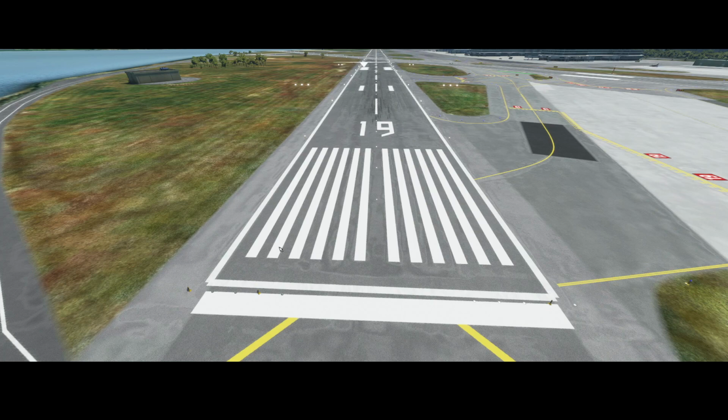So we start with the stripes at the start of the runway. You can see 6 on each side here. And based on that, you can figure out what the width of the runway is. So in case of 2 times the 6 stripes, that means that it's 150 feet or 45 meters width.